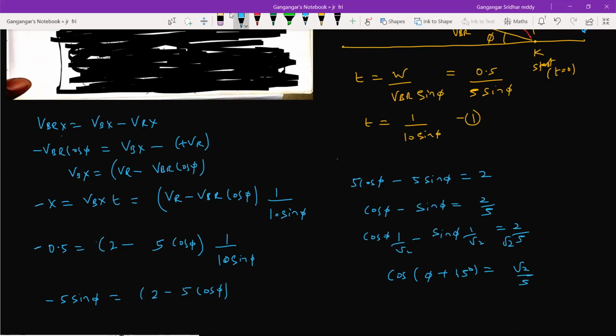Sir, if we take it in sine terms, it would be much easier, right? So what will it be? So phi is equal to cos inverse of root 2 by 5 minus 45 degrees. So this should be the angle.